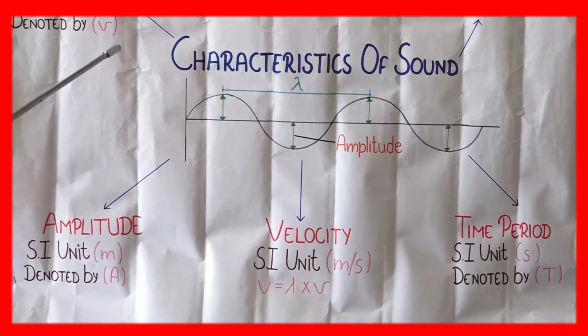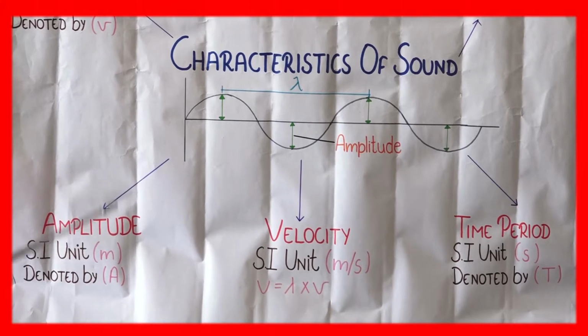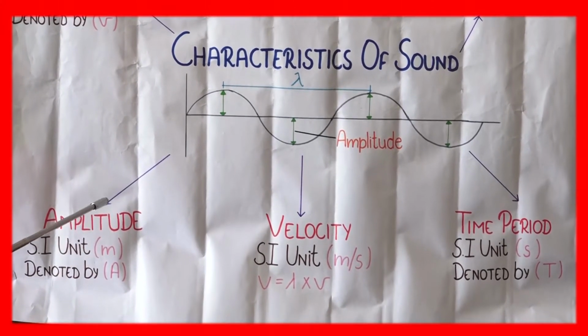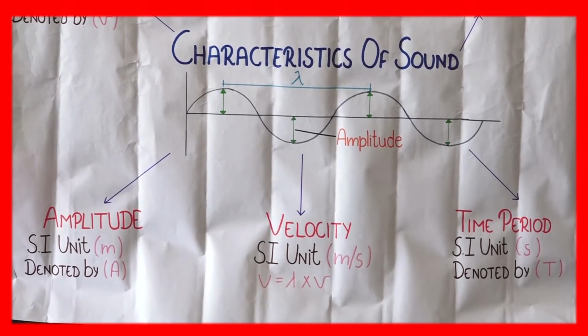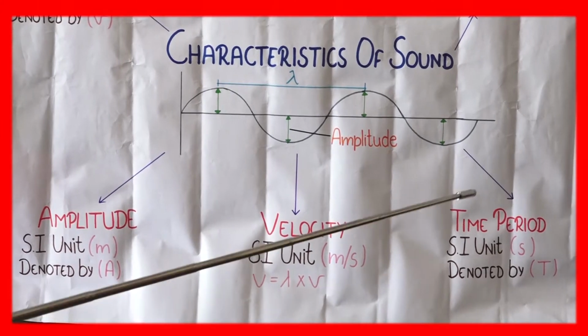When we apply force on an object, it vibrates. If the applied force is larger, the amplitude will also be larger. If the applied force is low, a faint sound will be produced.